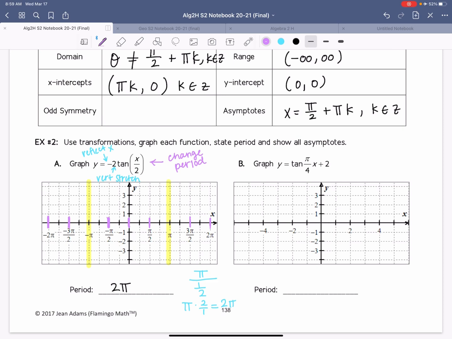Okay, on the middle one, because this didn't shift up or down or anything like that, on the middle one, we're going to have our zeros. So go to the middle ones and put your zeros in.